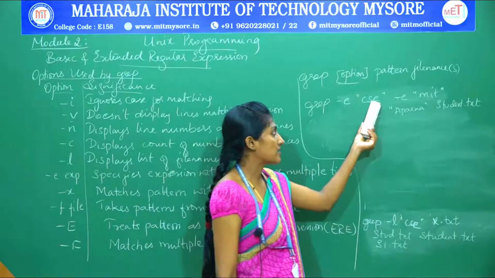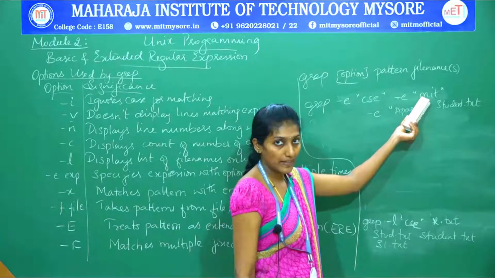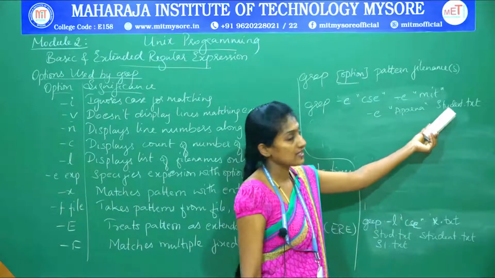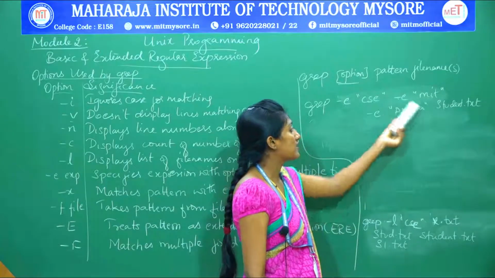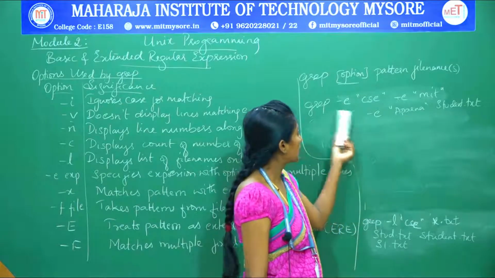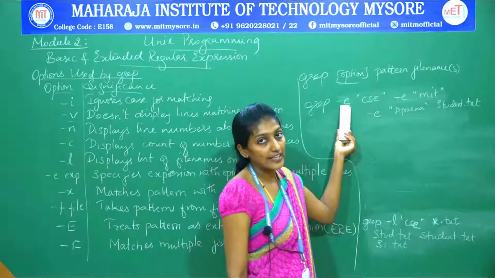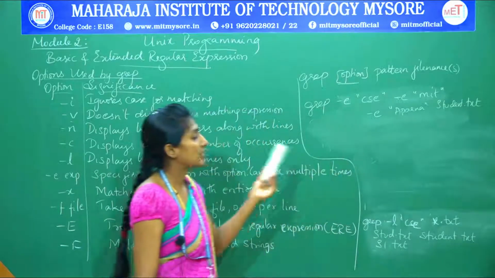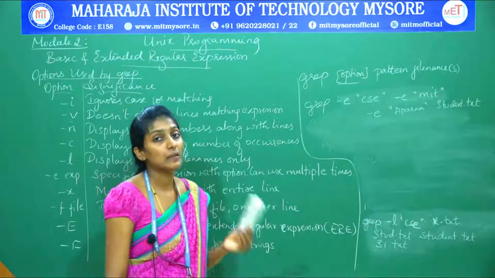-e CSE, it is going to match the CSE pattern, the MIT pattern, and Aparna from the file student.txt. So in this file, if all these three patterns are there, those lines are going to be listed out. That is what grep with the option -e represents here.